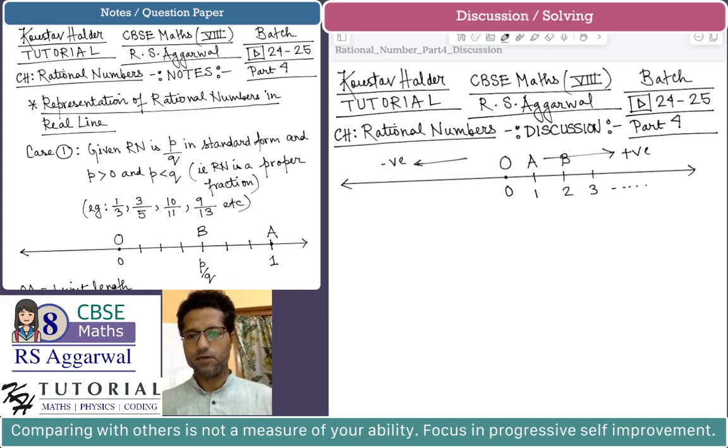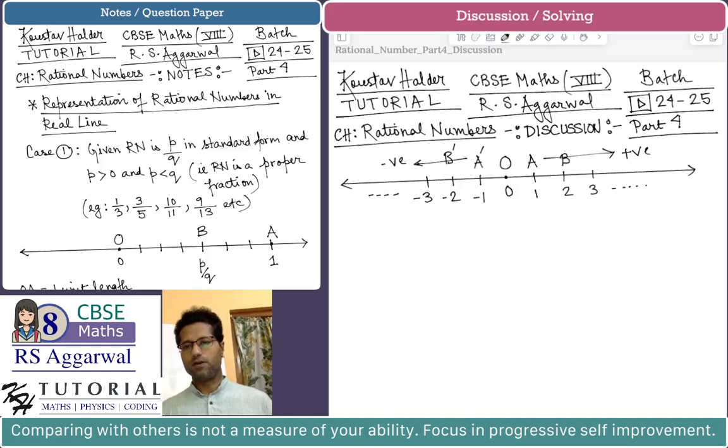Similarly, for the negative integers, you have minus 1. Let's say the value minus 1 is represented by the point A dash. It will be at unit distance from the origin O to the left hand side. Similarly, minus 2 you will represent with the point, say, B dash. It will be at 2 unit distance from the origin O on the left hand side. So this way you will have all the negative integers marked. So this is how you have learned to represent integers on the number line.